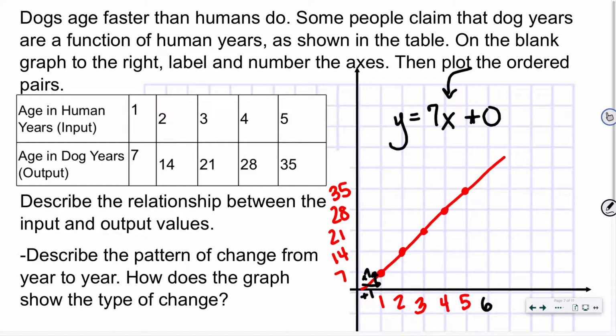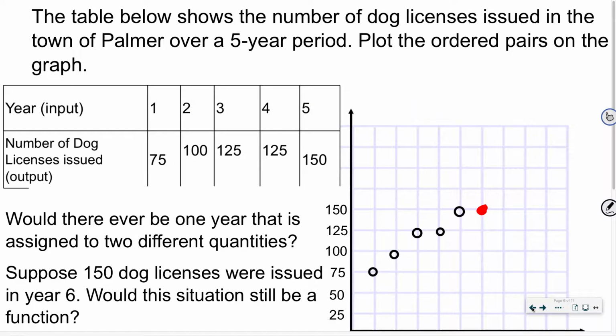Could I represent this as an equation? Could I write an equation that would represent that function? We already determined it is a function. I don't know the slope. Why? What's going on? If you were talking about your change in y over your change in x, we know we're increasing 1 year, so we're good.